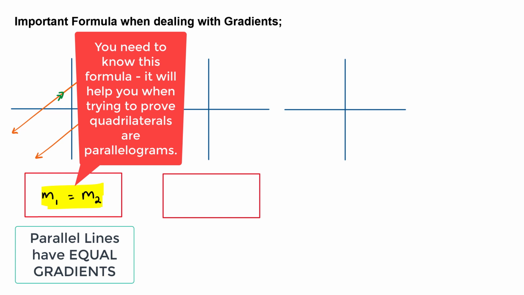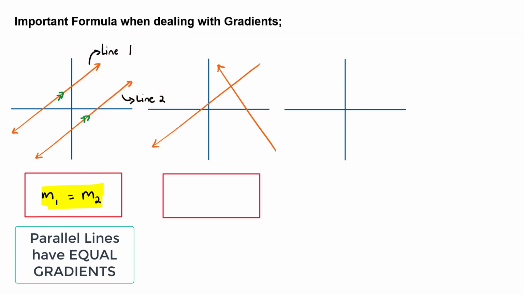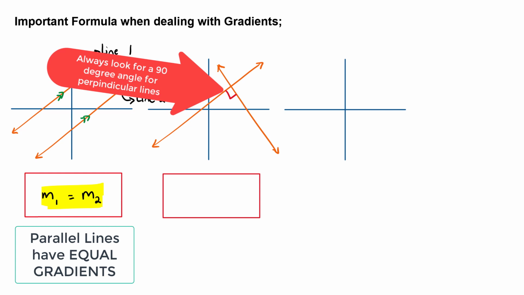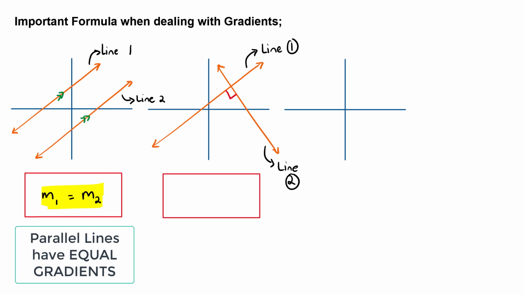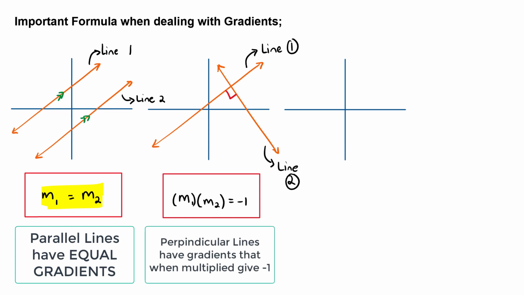So parallel lines have equal gradients, and this is the formula that you can put together for that. The next thing is when we're given perpendicular lines. So let's say we're given a case like this, where we've got a 90-degree angle between those two lines. We now know that they're perpendicular to each other. And similarly, we'll say this is line number 1, and this is line number 2. And when we put that together in a formula, we get that the gradient of line number 1 multiplied by the gradient of line number 2, you can see they're in brackets, so they're multiplied, is equal to -1. So that's quite an important formula to work with.